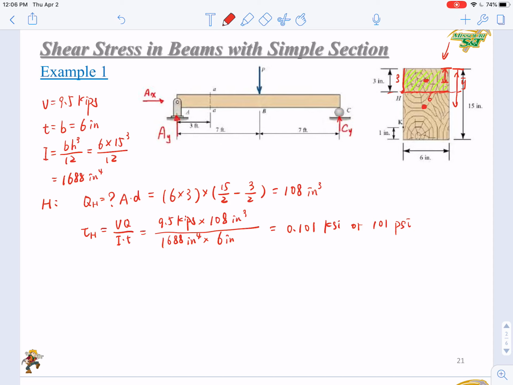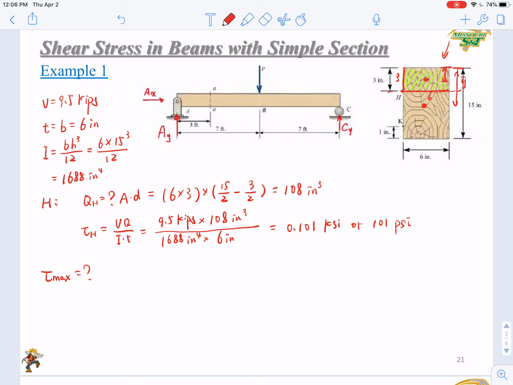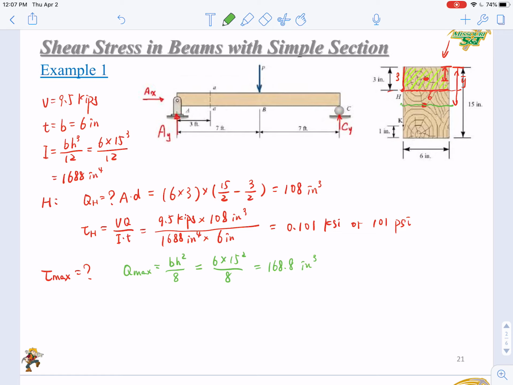Then what is the maximum shear stress? As we derived previously, the maximum shear stress will be here. But we do not need to do the geometry analysis again, since we have an equation to calculate the maximum Q. The maximum Q equals bh squared over 8. Based on this equation, b is 6, h is 15 squared over 8. You get 168.8 cubic inch.